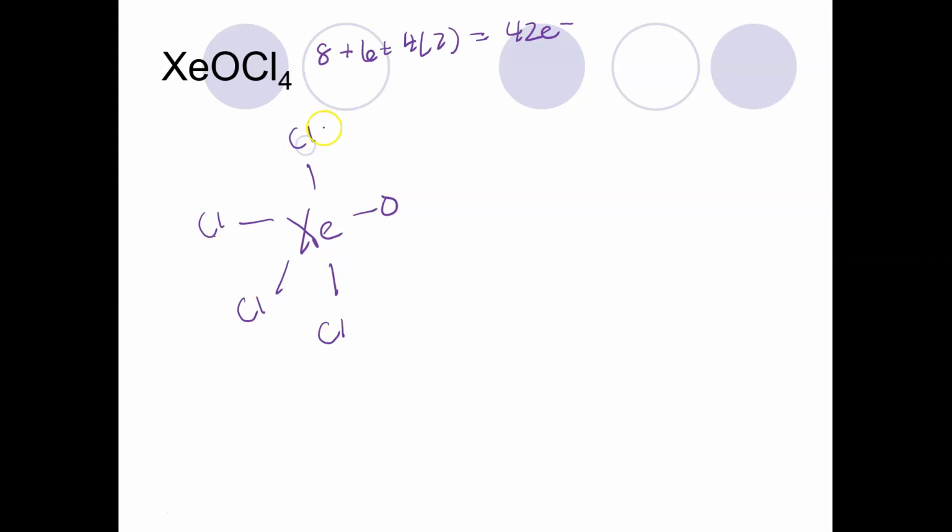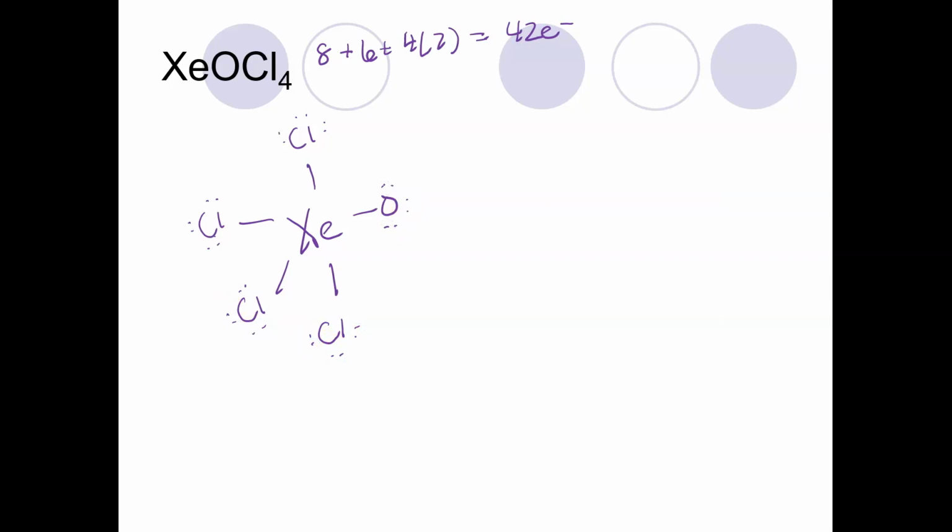Okay, next. This one's going to look a little bit more exciting. We've got a little bit more fun now. So adding up our electrons, 8 for the xenon, 6 for the oxygen, 7 for each of the chlorines, so I get 42 electrons. Xenon is in the center. Put an oxygen and 4 chlorines around it. It doesn't matter the order, like where you put the oxygen compared to the chlorines, as long as all of them are branching off of the xenon.